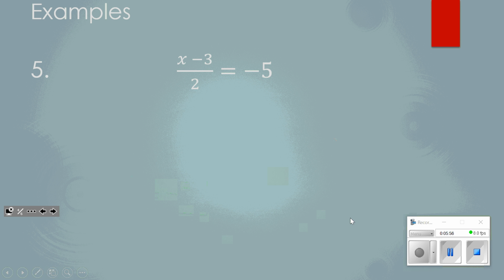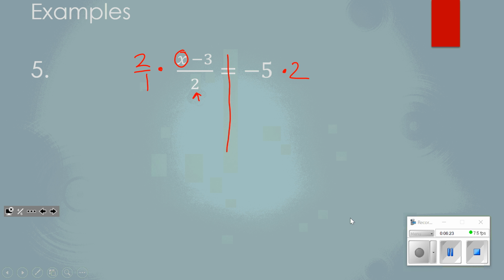Here's our last example. x minus 3 divided by 2 equals negative 5. This is a little special because the first side, everything's involved with the fraction. So we actually are going to multiply first on these. And we're still going to draw our circle and our line. We're going to get rid of that fraction by multiplying by that denominator.